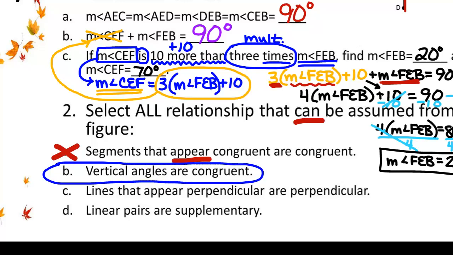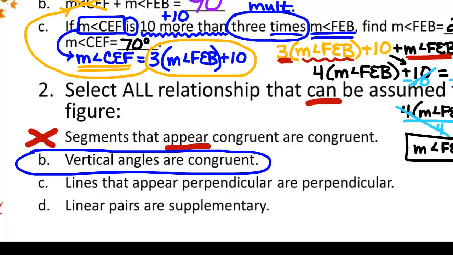Formed by intersecting lines, no shared sides. Lines that appear to be perpendicular, lines that appear to cross in a right angle, can I just assume they are? No. Linear pairs are supplementary. What does supplementary mean? Adds up to 180. A linear pair has to have a shared side, and together it makes a line. If I put those 2 angles together, will they add up to 180 if they make a straight line? I am allowed to assume that.